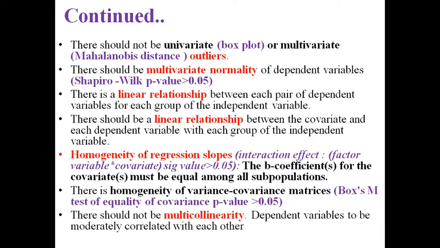Then the next is there is homogeneity of variance-covariance matrix. In this case we will check through Box's M test of equality of covariance. Here the p value should be greater than 0.05. Now the last one is there should not be multicollinearity among the dependent variables. So the dependent variables should not be highly correlated. Dependent variables should be moderately correlated with each other. So these are the assumptions of one-way MANCOVA.